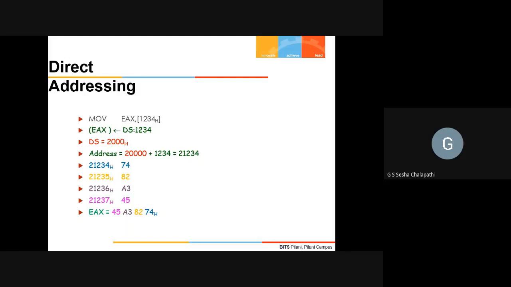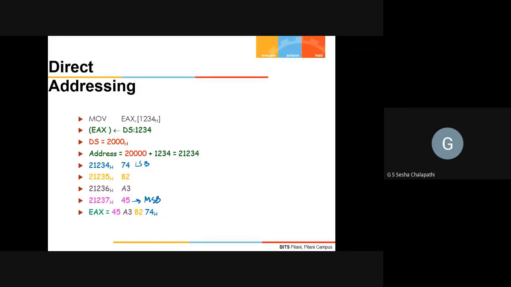From this I will move 32-bit data. Let us say the address 21234H will have data 74, followed by 82, A2 and 45. After this instruction is executed, the EAX value will be 45, A2, 82, 74H. So this will be the least significant byte, and this will be the most significant byte. Why? Because this is a little endian processor.